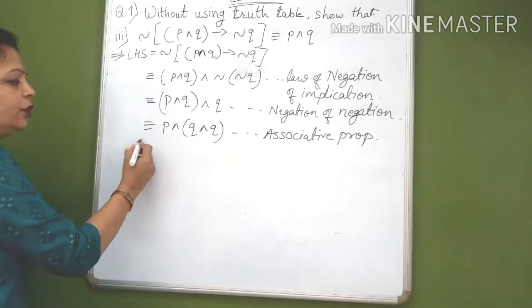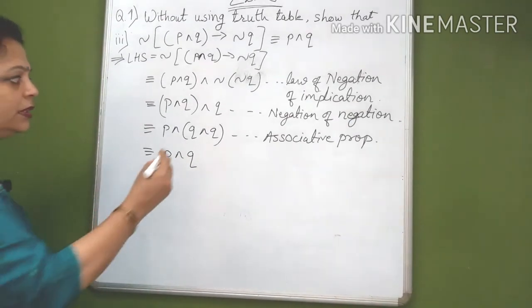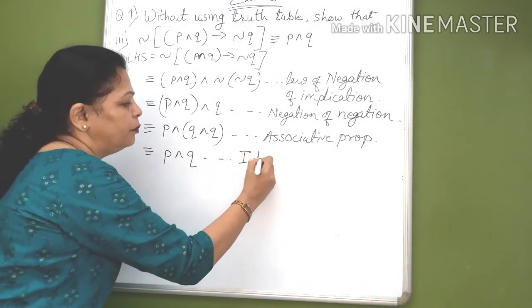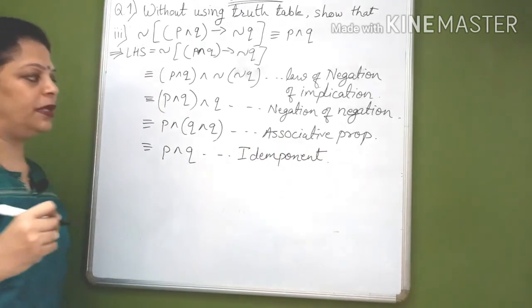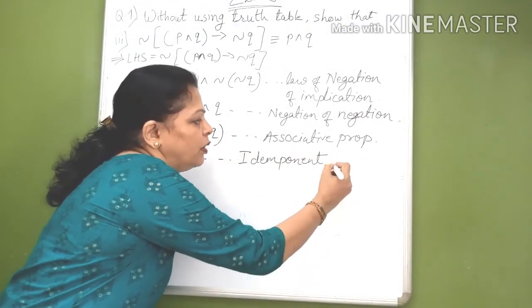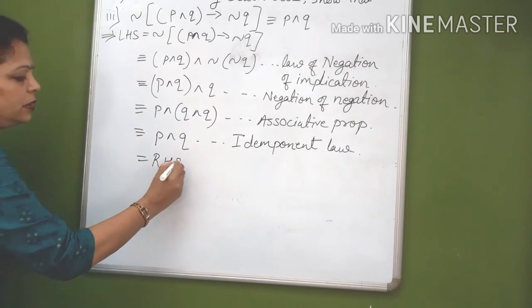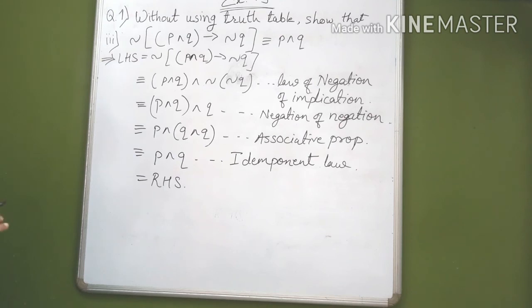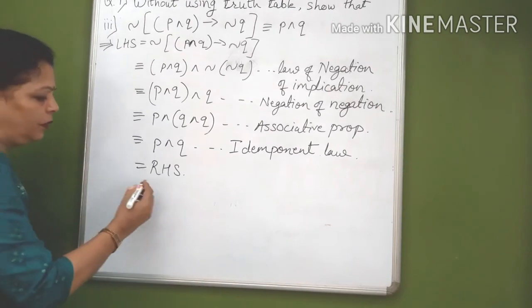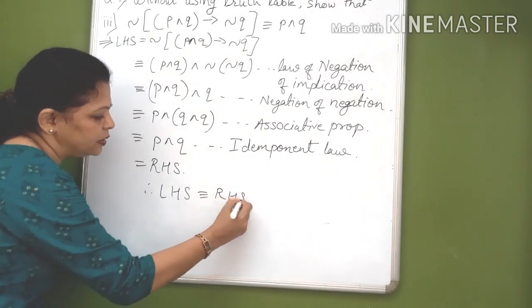Now what will be Q and Q? It is Q itself. So P and Q. What is this rule? This is idempotent law, the very first law that we have seen in algebra of statements. So idempotent law. And this is nothing but your RHS. Very simple sum. If you know all the laws, this type of question is very simple. That's why I said practice, practice and practice. So we can write therefore LHS is equal to RHS.